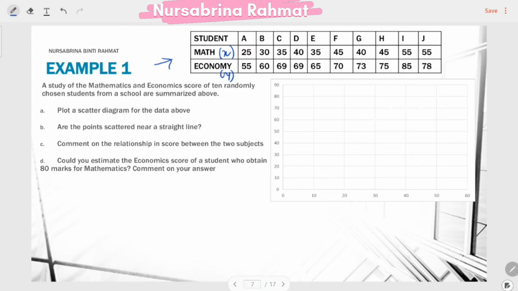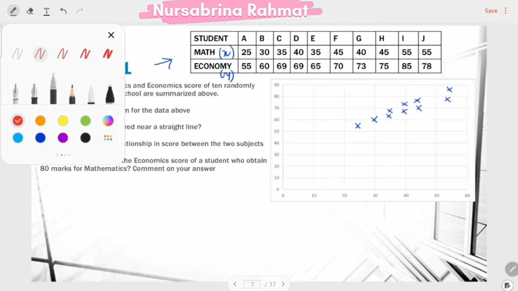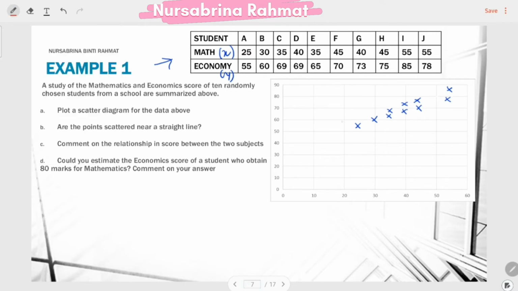Okay, so let's sketch the scatter diagram for all of these points, from student A to student J. I already put all the points for students A until J on the grids given here. I'm going to find out whether this is a positive correlation, negative correlation, or no correlation at all. So we're going to connect all the points and try to draw a line of best fit.